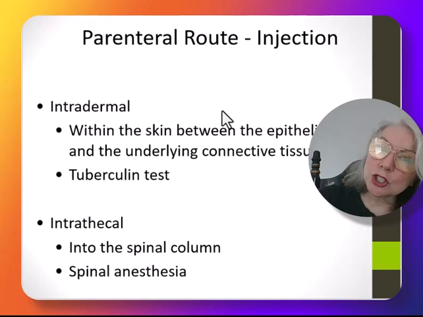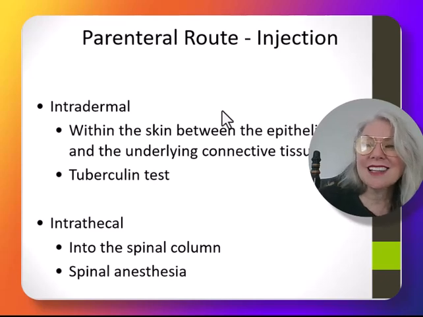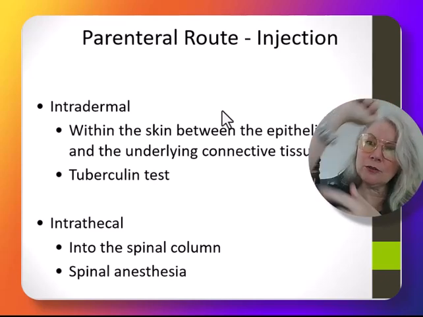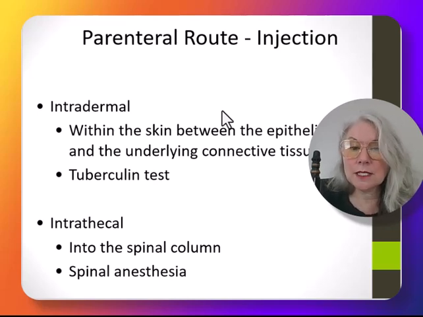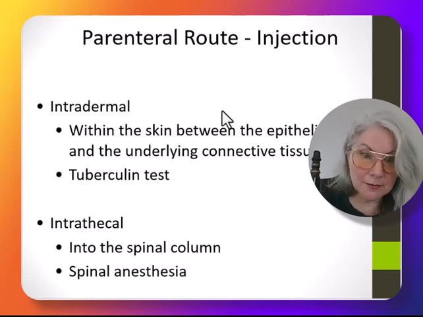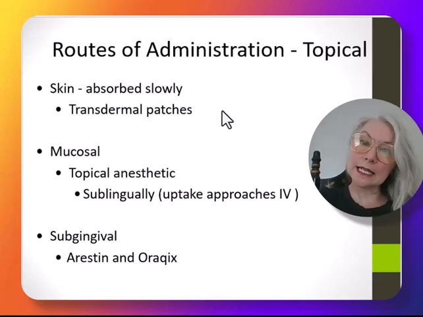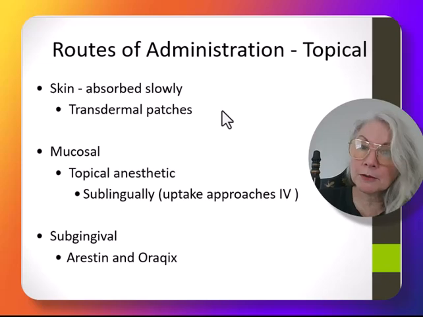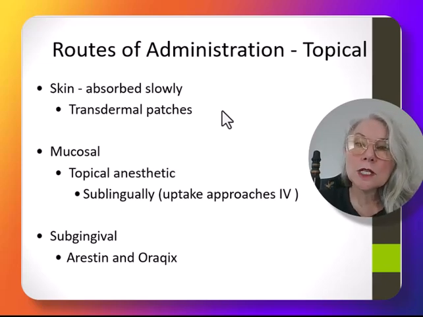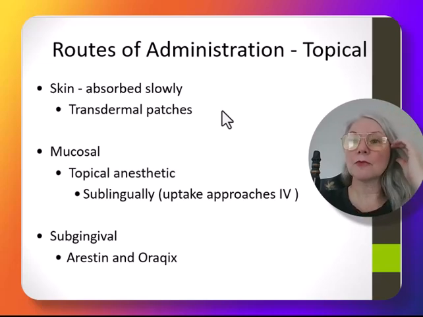There's also intradermal, which is the skin between the epithelium and the underlying connective tissue. That's our tuberculin test that you would have right here on your forearm. Remember getting that done. And then intrathecal is the space in the spinal column, that's spinal anesthesia. So then we have topical. So our skin, we can think of things like nicotine patches, or for terminally ill patients, patches with fentanyl in them, a very powerful opiate. Mucosal, through our thin tissues, and the uptake of this approaches IV.